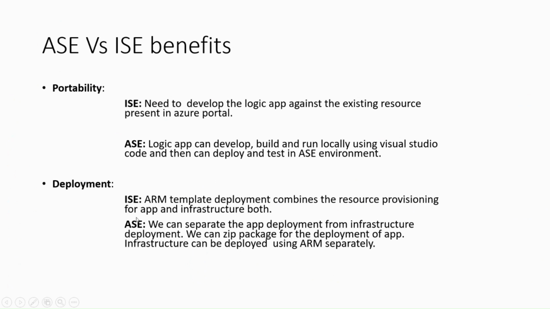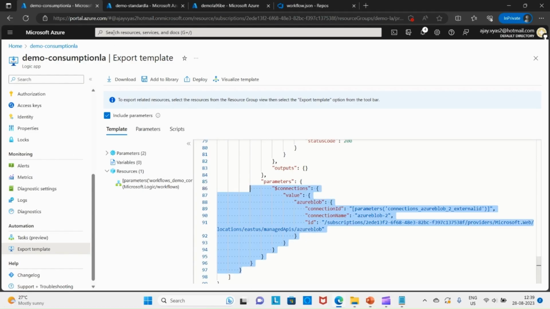Okay, so this is what happened when we used to have the ISE based logic apps. But now with ASE, what we can do is separate the app deployment from the infrastructure deployment. We can zip package the app for deployment, and infrastructure can be deployed using ARM separately. What it means? It means the ASE based logic app deployment.